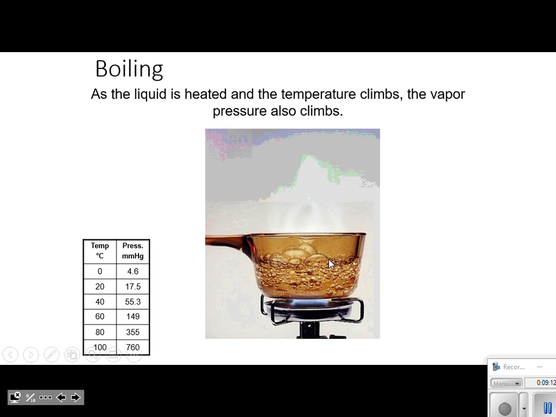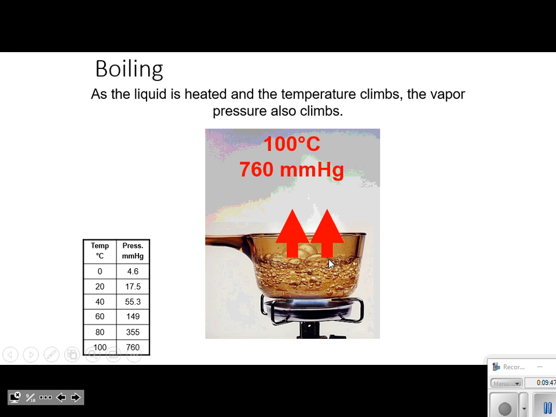As we heat the liquid, the temperature rises. What happens to the vapor pressure? It also goes up. Remember, it's directly proportional. So at 20 degrees Celsius, we see 17.5. At 40 degrees, we're up to 55.3. 149 at 60. 355 at 80. Finally, when we get to 100, it's at 760 millimeters of mercury.